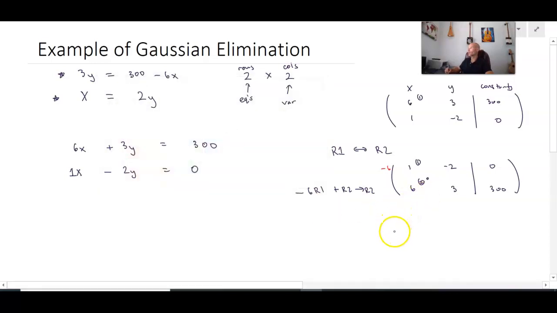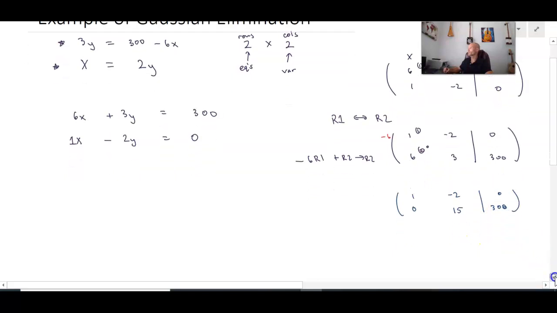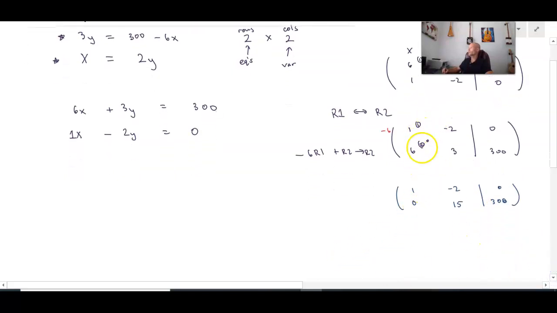Okay, so negative 6 times, and leaving the first row the same. We're not changing anything there yet. We're only changing the second row. So negative 6 times 1 plus 6 is 0. Negative 6 times negative 2 is 12, plus 3 is 15. Negative 6 times 0 is 0, plus 300 is still 300. Okay, so I've accomplished step 1 and step 2.